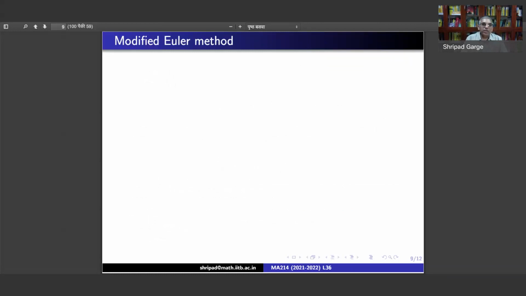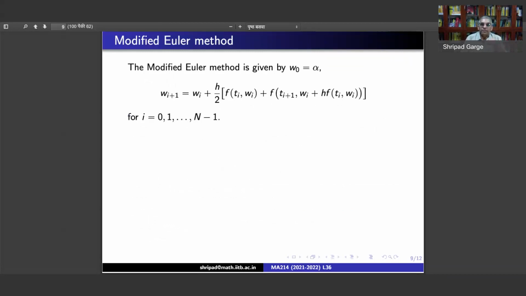Let's look at the modified Euler method, which is actually the Runge-Kutta method of order 2, right? This modified Euler method is given by W0 equal to alpha, and W_{i+1} is h by 2 times [f(t_i, W_i) plus f(t_{i+1}, W_i plus h f(t_i, W_i))]. This is what we have when we are looking at the modified Euler method.